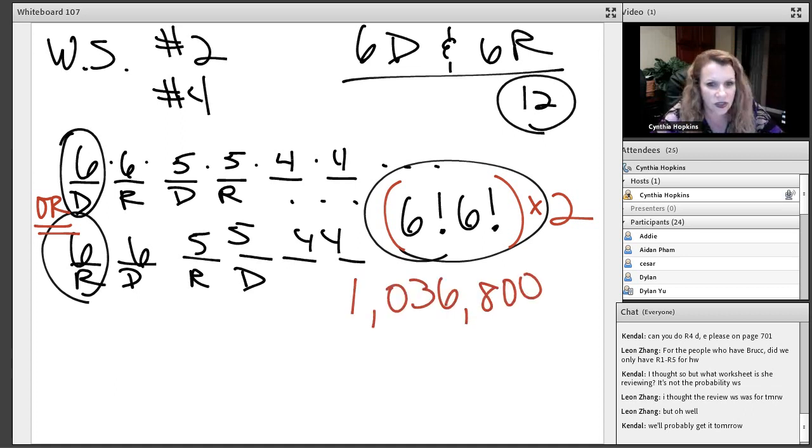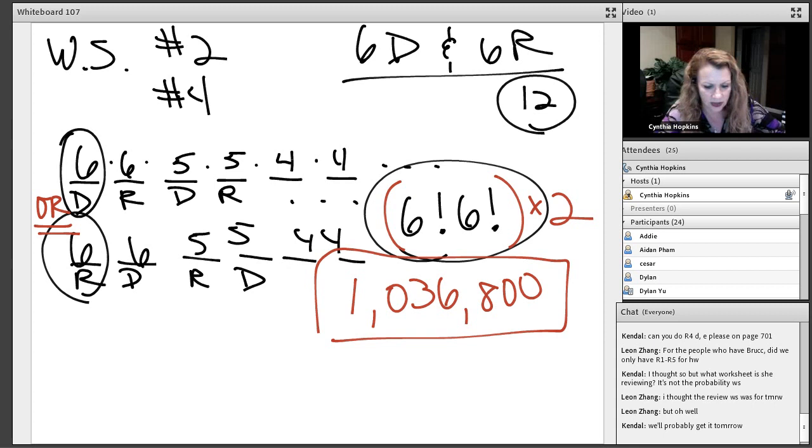And so the answer ended up being 1,036,800. And so let me take that number. Actually, let me just go 6 factorial squared. If you got 518,400, if that number sounds familiar, you didn't multiply it by 2. Okay, you have to multiply that one by 2.